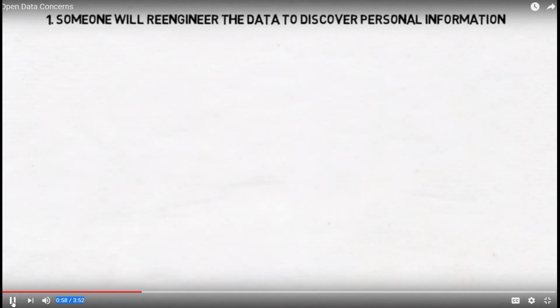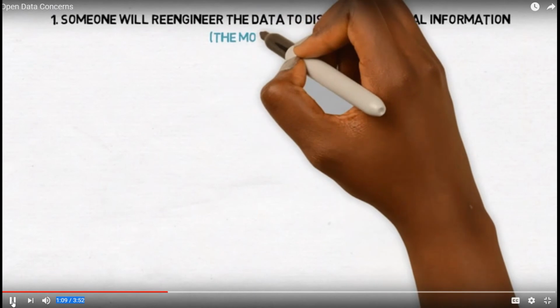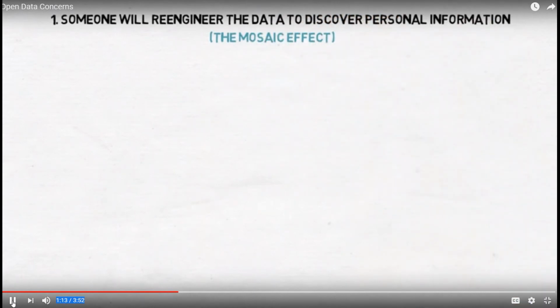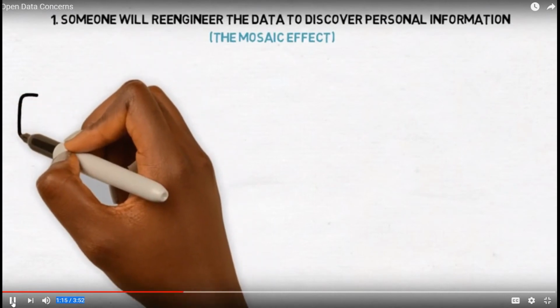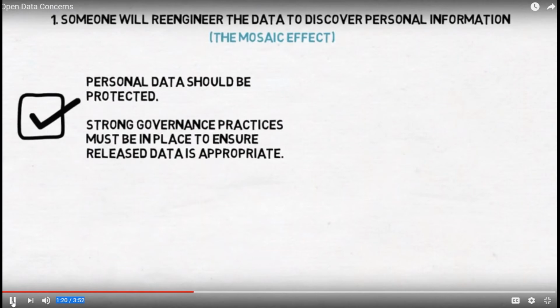Concern 1. Often, leaders are concerned that opening data will expose the public to harm. One specific concern is that someone could re-engineer open data to discover personal information. This is also referred to as the mosaic effect. A philosophical response to this concern should acknowledge that the mosaic effect is real and reaffirm the need to protect personal information. Strong governance processes should be put in place to review data and ensure that only information that should be released is open to the public.